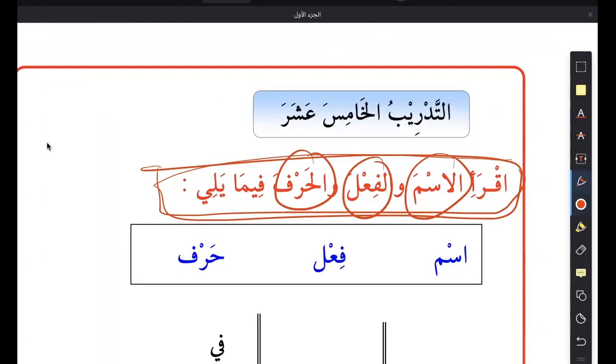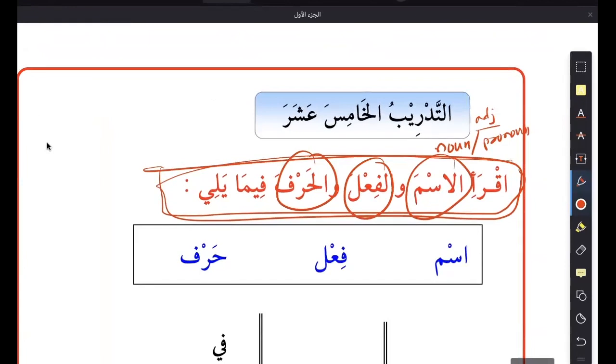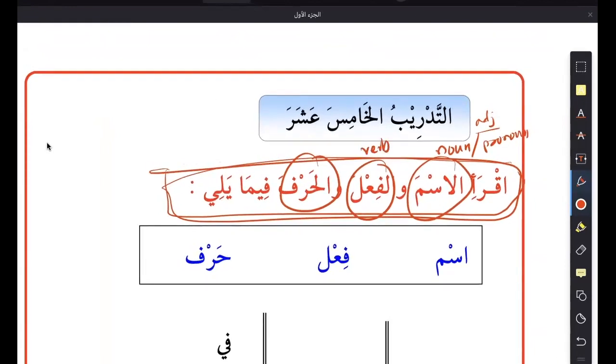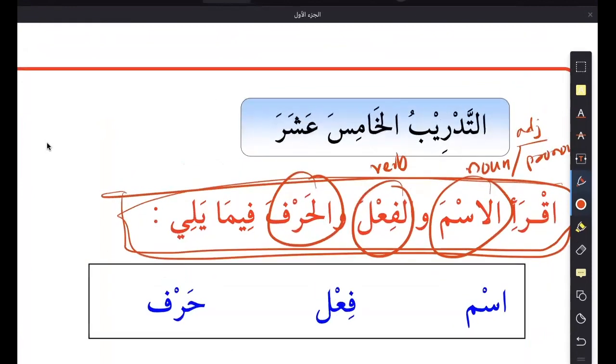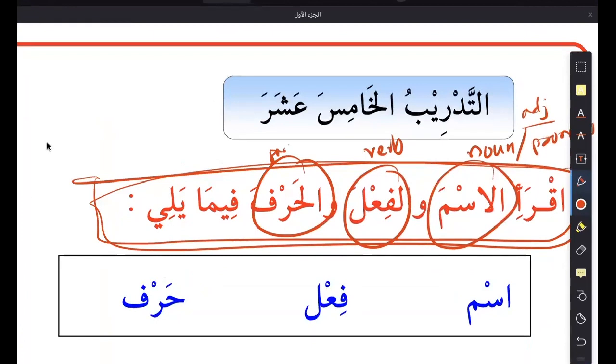Ism is loosely translated to nouns, but it also includes everything like pronouns. It includes adjectives. And the fi'l is pretty much the same as verbs in Arabic and English. And the harf you can think of as particles, tools that we use in language, like prepositions, which are neither a noun nor a verb. So we put them in this third category.